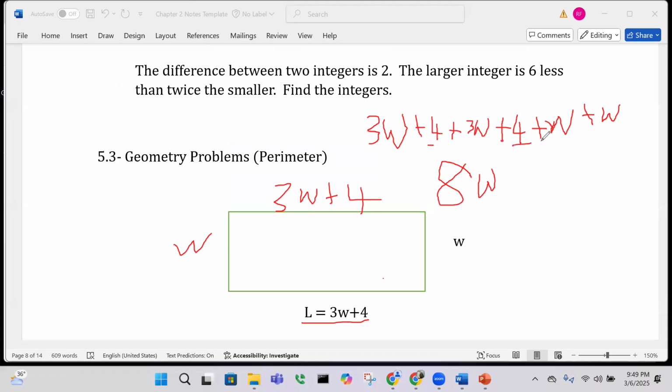4 plus 4 is 8. So that is the perimeter of this. That's the formula to get the perimeter. If you tell me what the width is, I can tell you what the perimeter is.